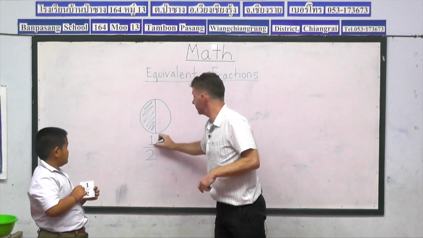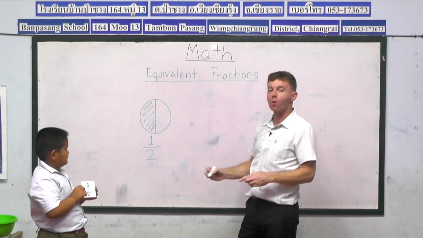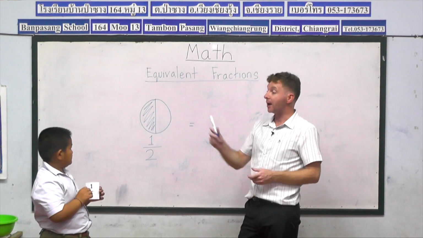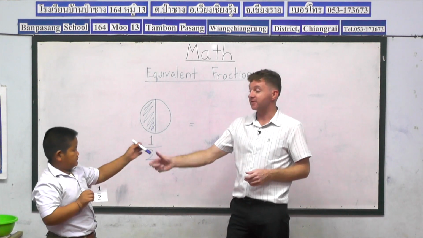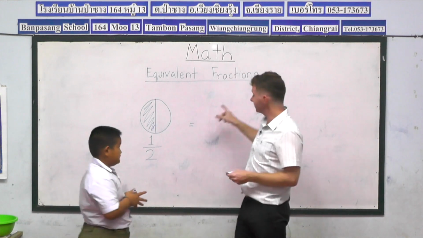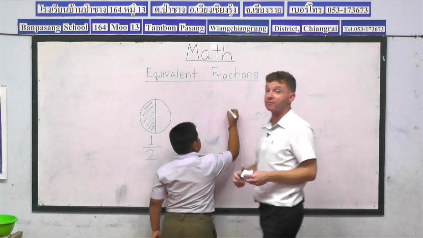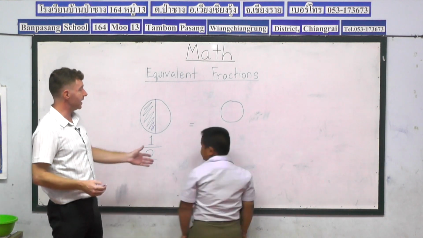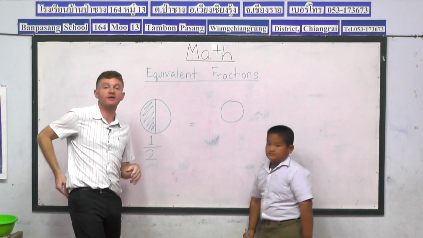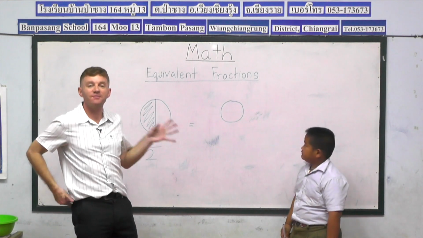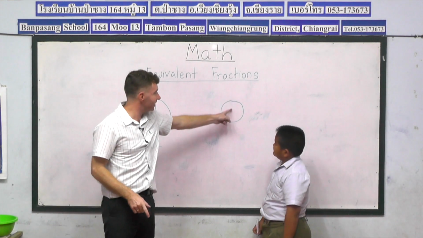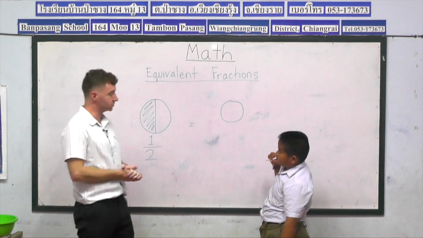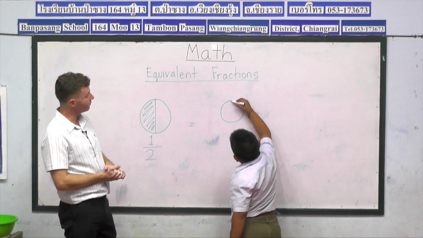Okay, so we've got 1/2. Now I will give the marker to Net, and Net will demonstrate how to draw an equivalent fraction on the board. Okay, excellent, Net. So what we've got now, we've got our circle. How about if Net divides his circle into 4 parts? So Net, into 4 parts, please.